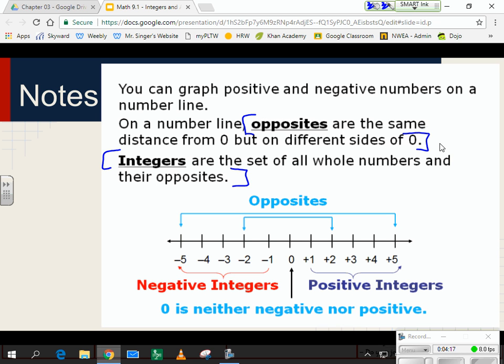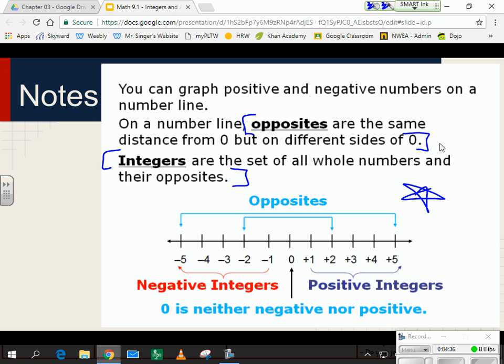So this cool document that I made, or image I made, I want you to put in your notebook. One thing to note, 0 is not negative or positive. It's a neutral number. Anything to the left of 0 is a negative integer. Anything to the right is a positive integer.